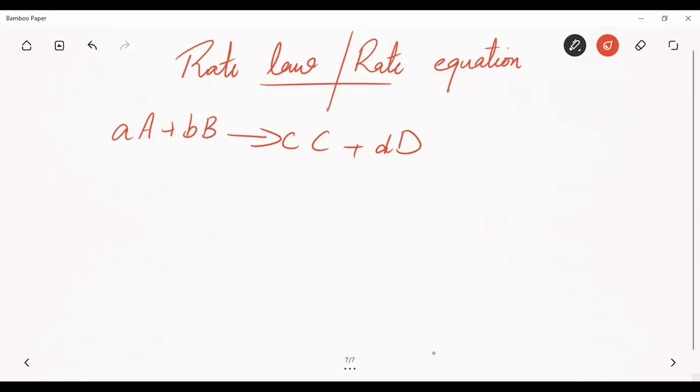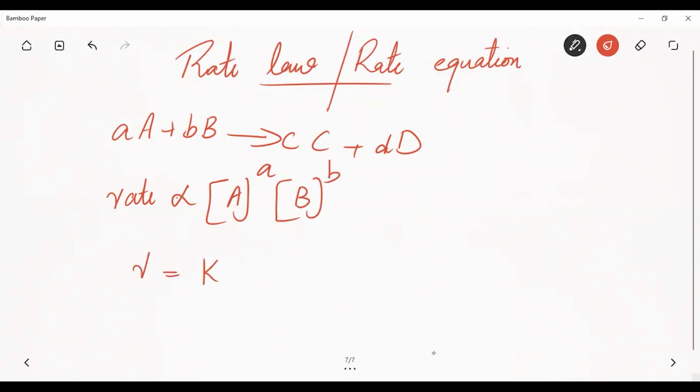According to the rate law, the reaction rate depends on the concentration of the reactants. We have studied this in equilibrium. According to the law of mass action, rate is proportional to the concentration of each reactant raised to its stoichiometric coefficient. To remove the proportionality we put in a constant K, so rate is equal to K times [A]^a [B]^b. This is the rate equation.